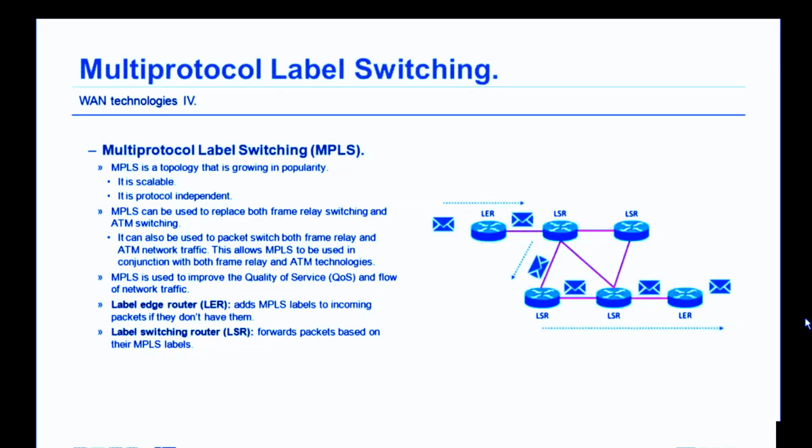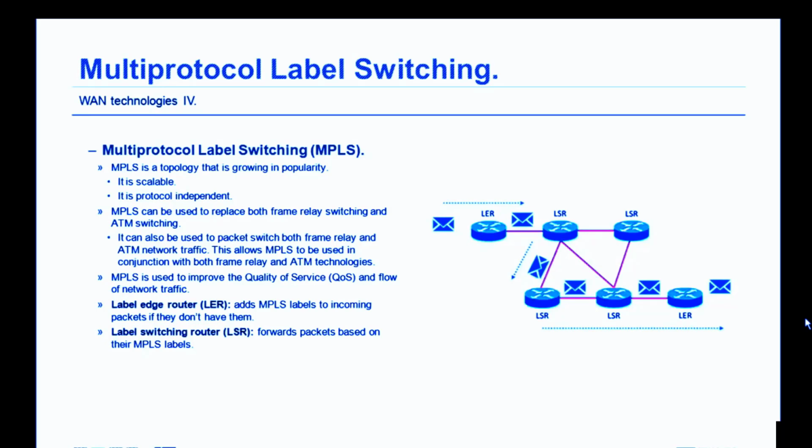Let's conclude with multi-protocol label switching. The acronym for multi-protocol label switching is MPLS. MPLS is a topology that's growing in popularity. Why? Because it's scalable. Also, it is protocol independent. MPLS can be used to replace both frame relay switching and ATM switching. It can be used to packet switch both frame relay and ATM network traffic. This allows MPLS to be used with both frame relay and ATM technologies.